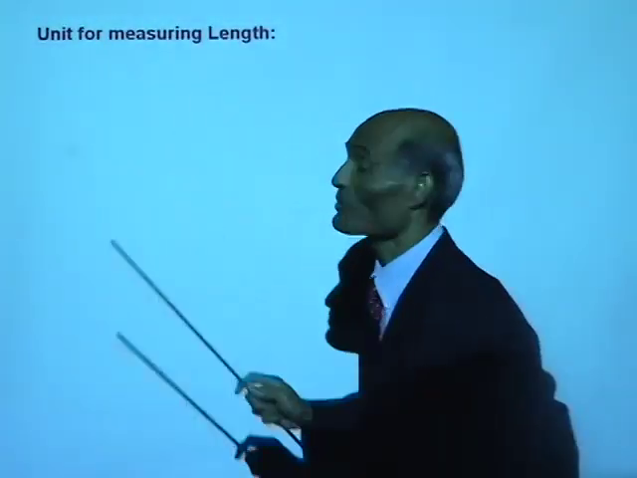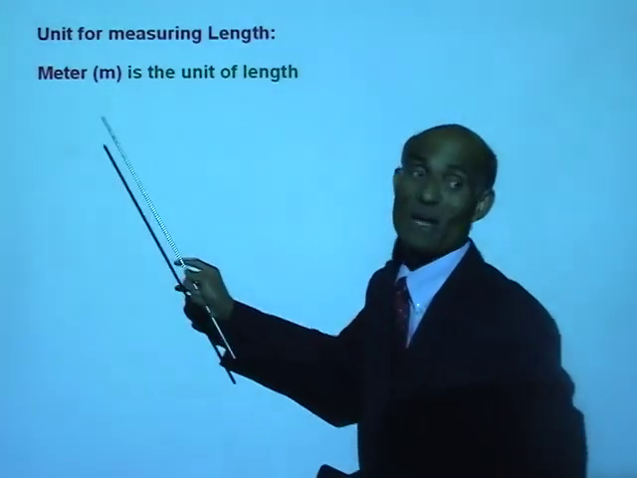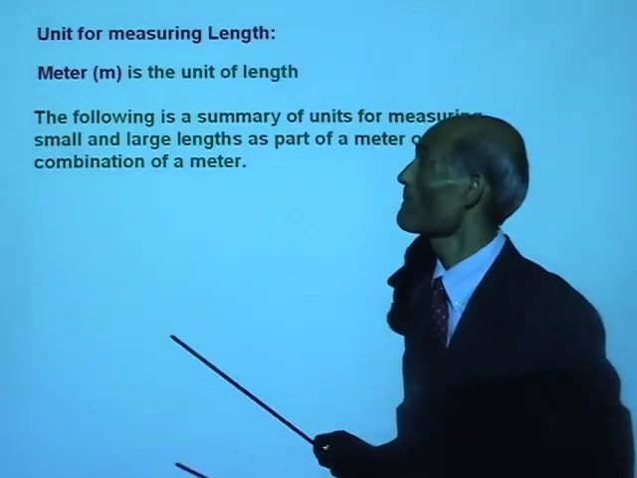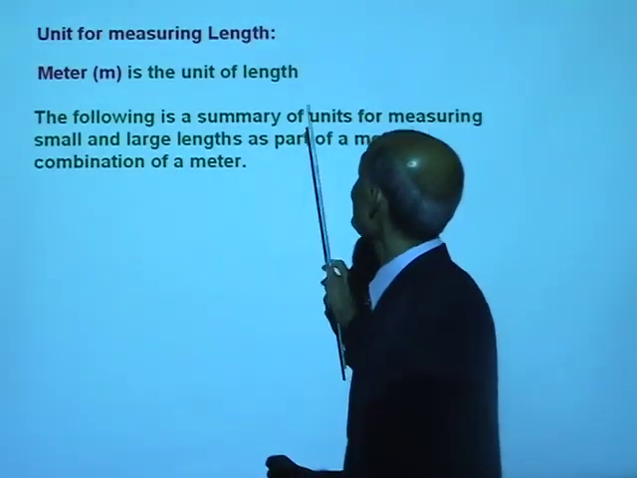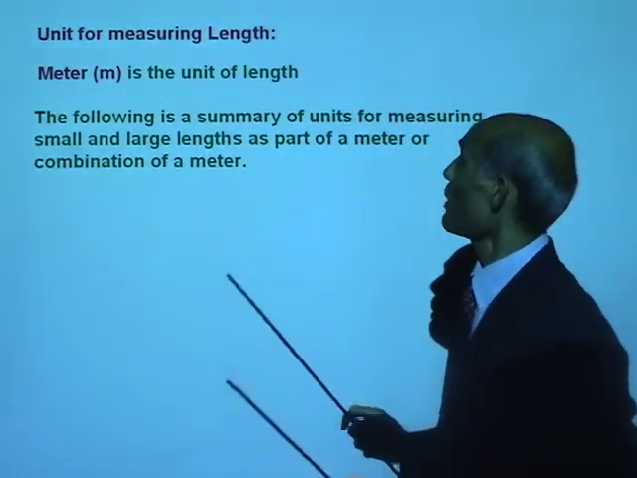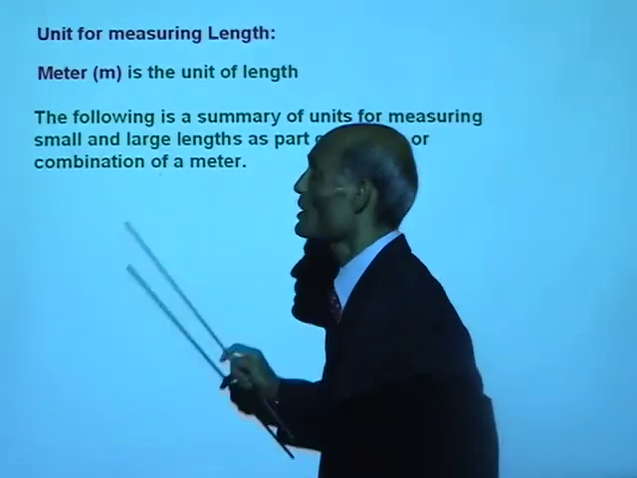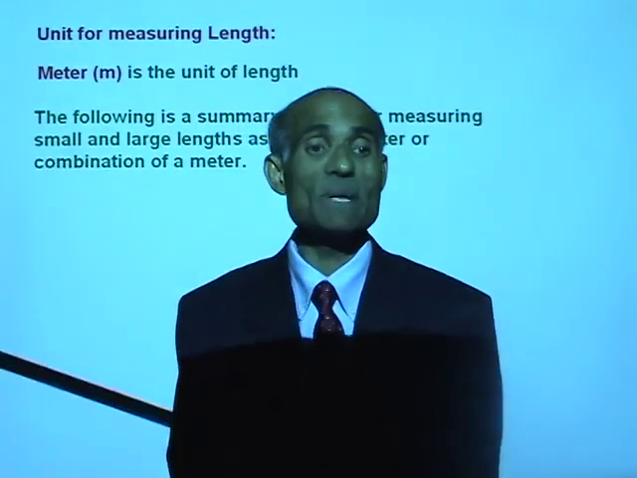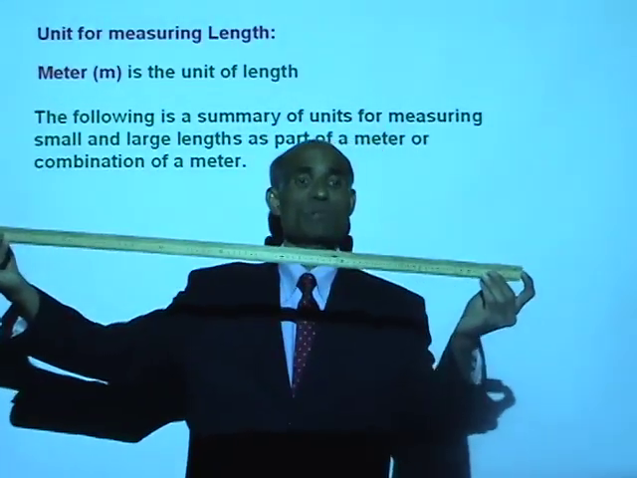Unit for measuring length. We just talked about it. The unit for measuring length is a meter. Now, the following is a summary of units for measuring small and large lengths. You see, a unit like a meter, you know that.